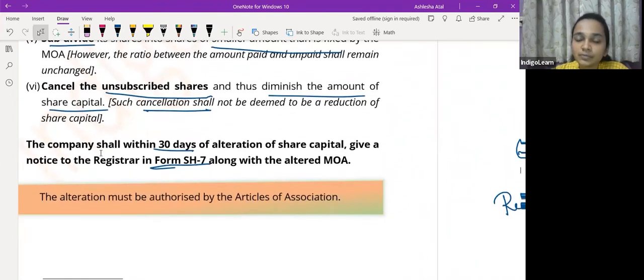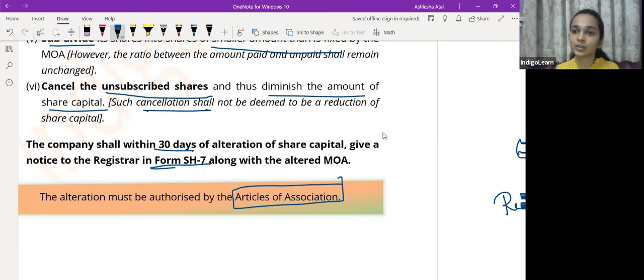And also, any alteration in the capital clause of the company must be authorized by the articles of association of the company. This means the articles of association should give the power to the company to change or alter its capital clause or alter the share capital of the company.